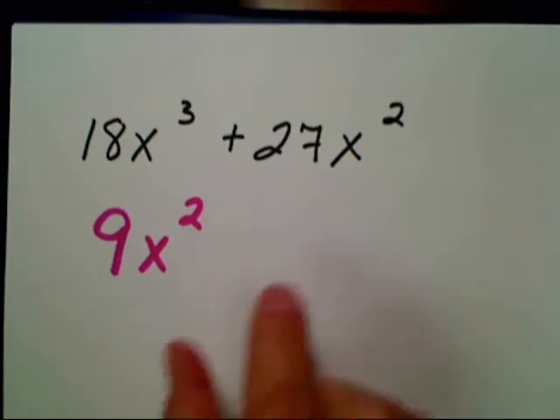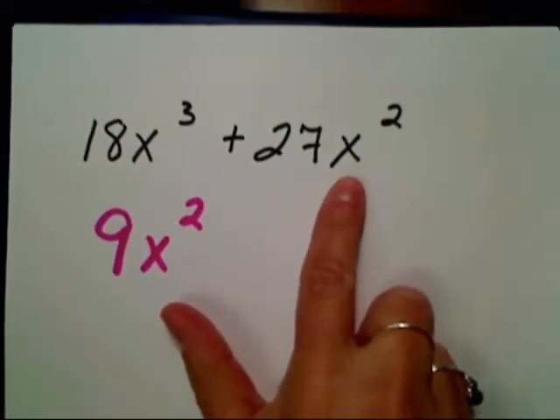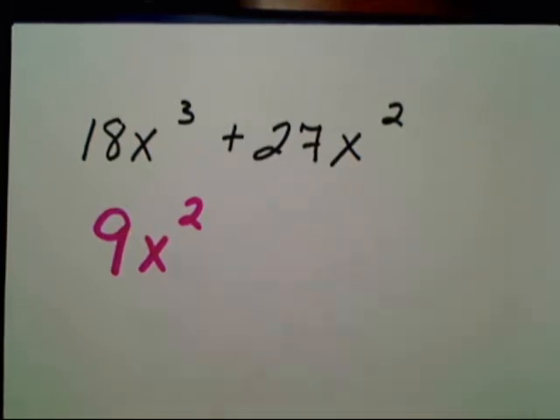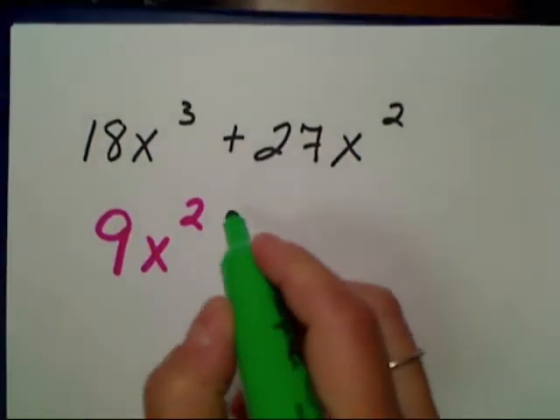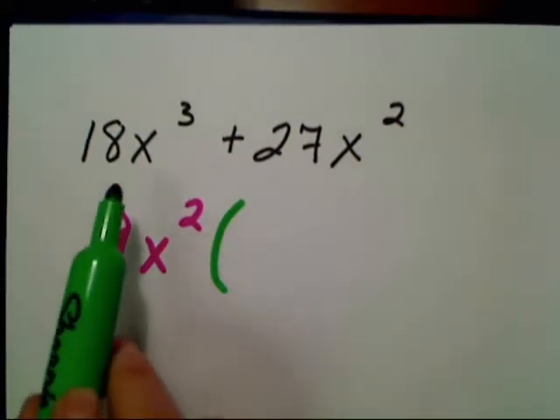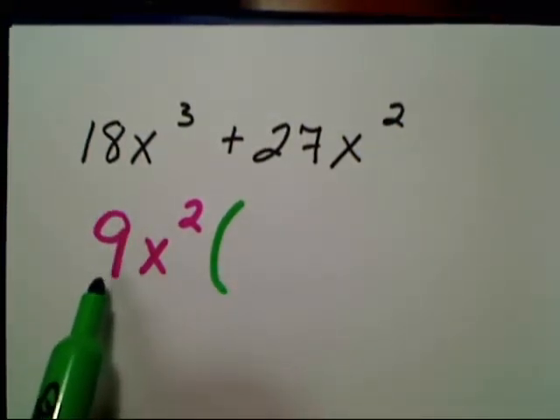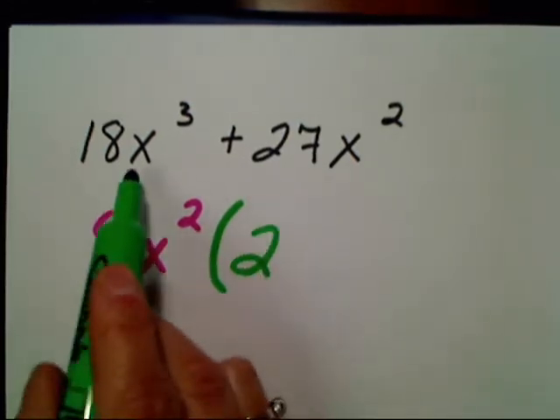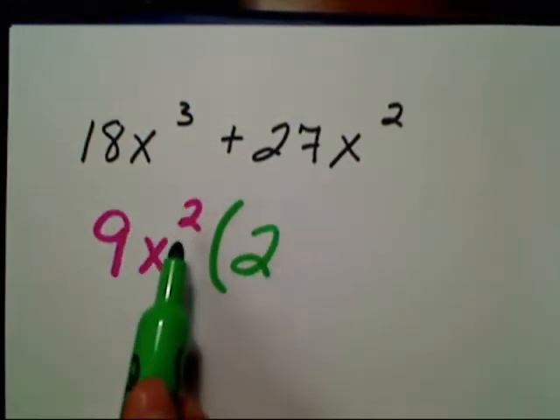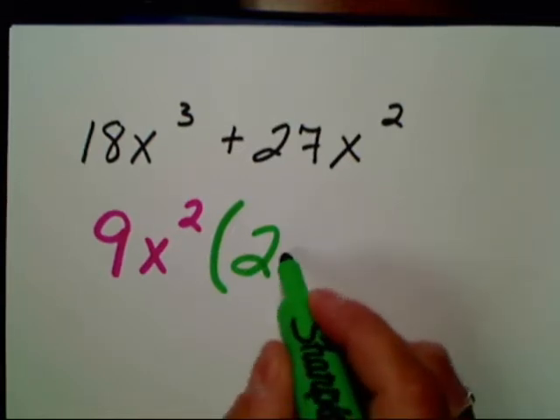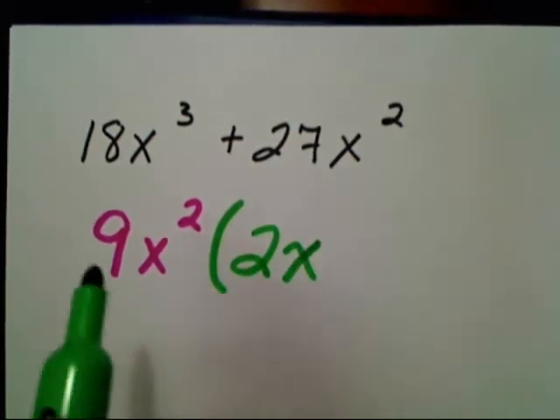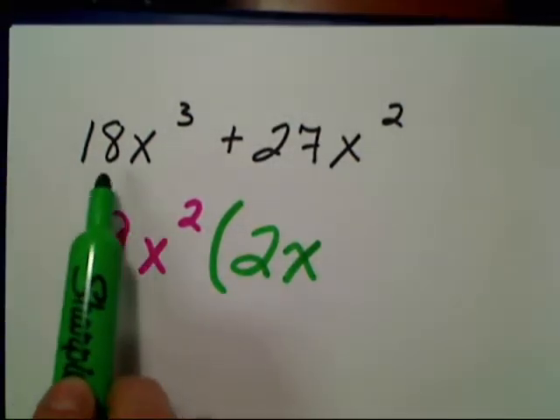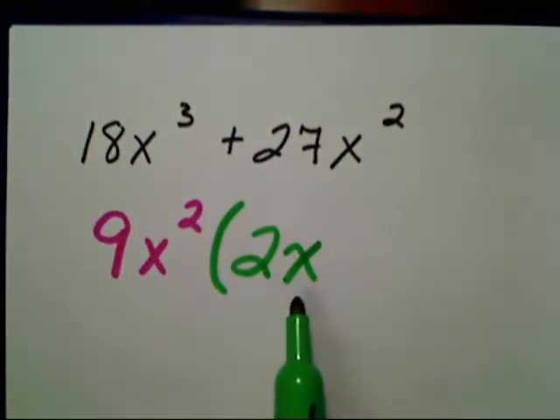Can't pull out more than what you got, and I only have 2 x's being multiplied over here, so I can't take out more than that. Now if I pull out the 9x squared, I'm taking the 18 and I'm pulling out or dividing out the 9, leaving me with a 2. I had 3 x's here, I pulled out 2 of them, that leaves me with 1 x left.